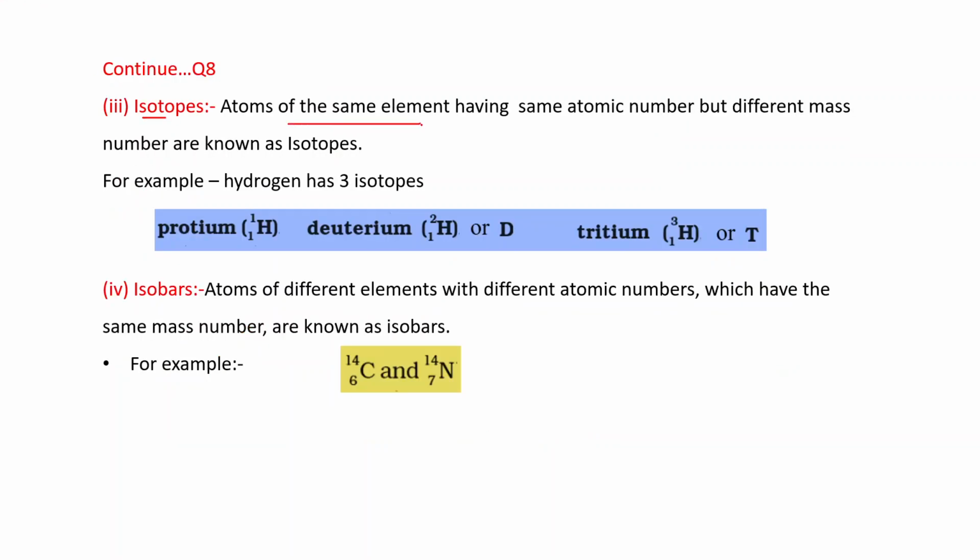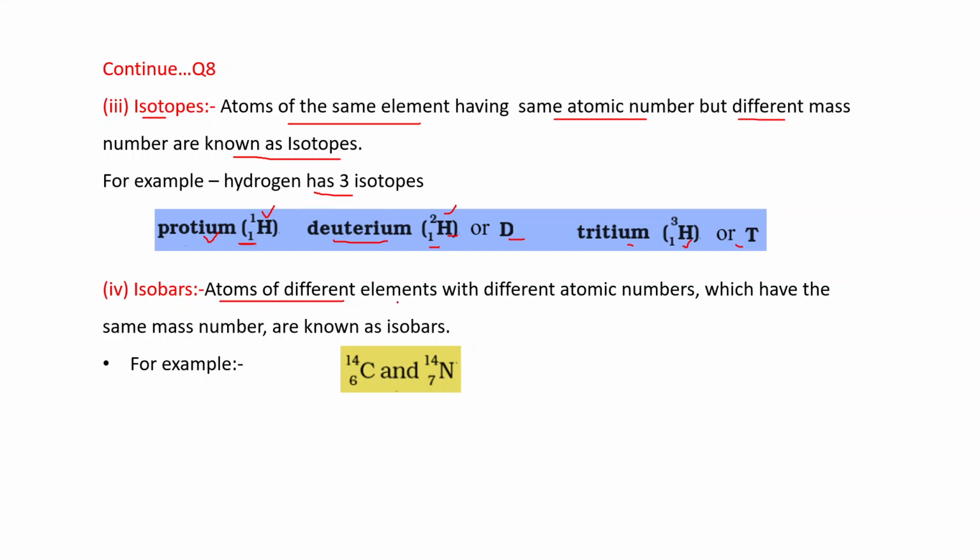Isotopes. Atoms of the same element having the same atomic number but different mass numbers are known as isotopes. For example, hydrogen has 3 isotopes. Protium, that is 1H1. We can say its atomic number is 1 and its mass number is 1. Deuterium, this is represented as 1H2 or D. Or tritium, this is 1H3 or T.